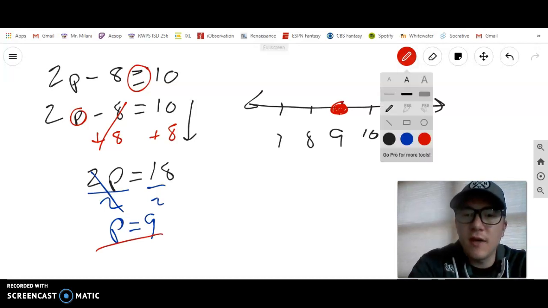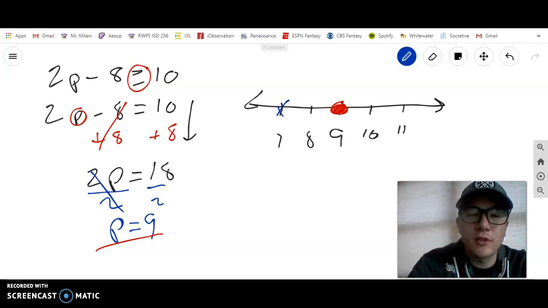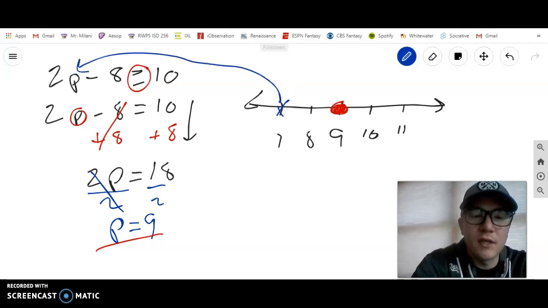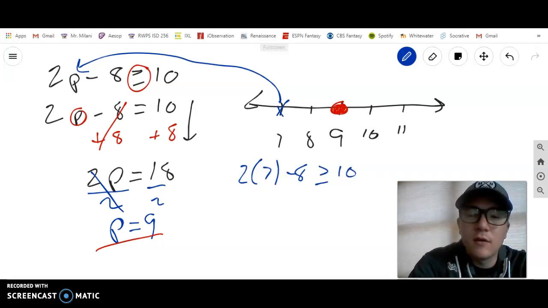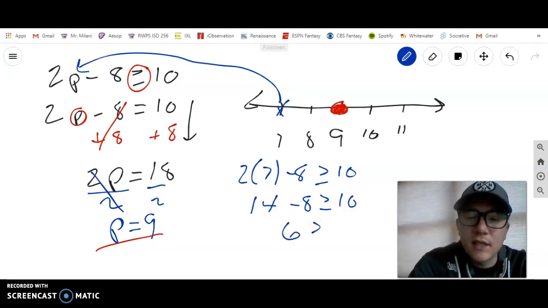So now I'm going to pick a test value. Let's do 7 this time just for the sake of going the other way. So that's what's going in where that p is. So 2 times 7 minus 8 is greater than or equal to 10. 2 times 7 is 14. 14 minus 8 greater than or equal to 10. And then 14 minus 8 is 6. Is 6 greater than or equal to 10?